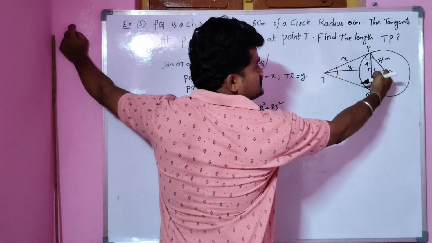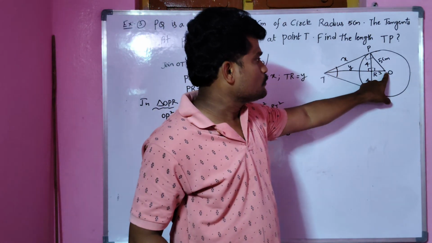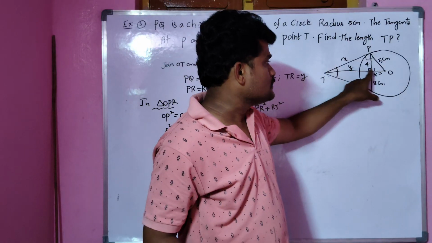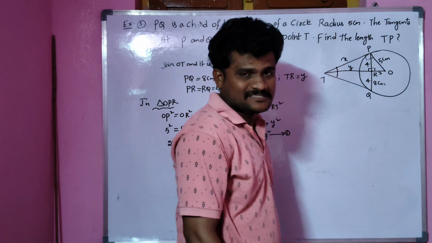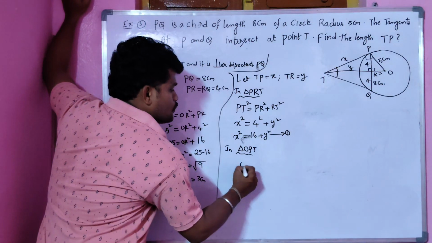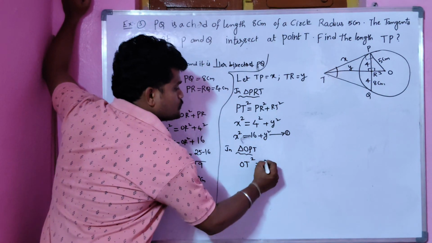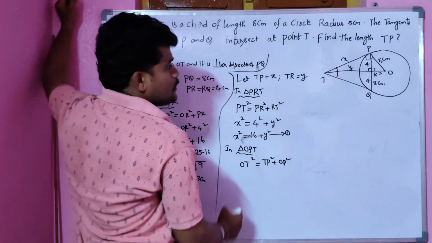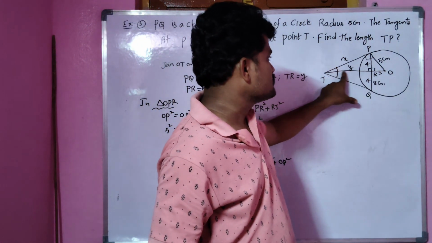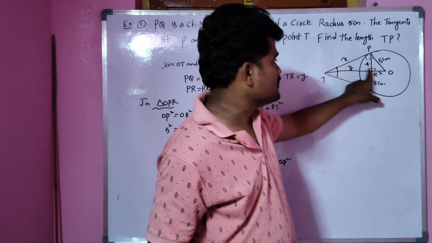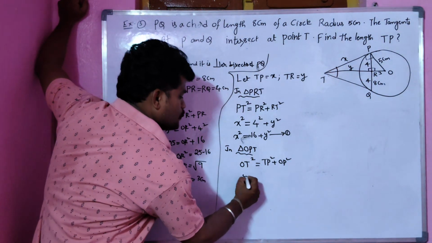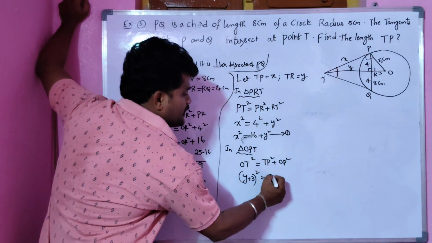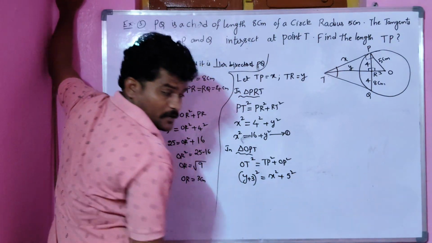Radius and the tangent. Its opposite side is OT. OT means nothing but y plus 3. Then applying Pythagoras theorem, OT square is equal to TP square plus OP square. Then how much is OT? OT is nothing but y plus 3, so (y plus 3) whole square is equal to TP square, TP is x, so x square plus OQ is 5, 5 square.